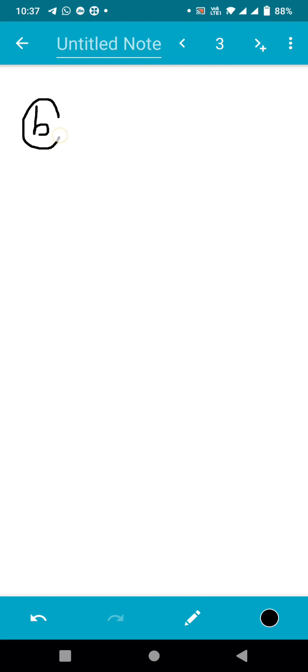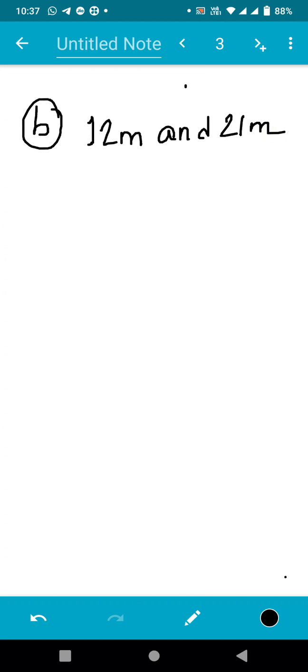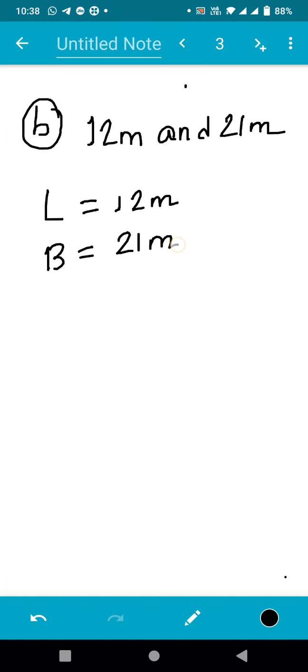So this is sum number B, students. It is given 12 meter and 21 meter. Okay, so as I said, the first value would be length, 12 meter, and breadth would be what? 21 meter. So now we'll write the formula of the area of a rectangle.